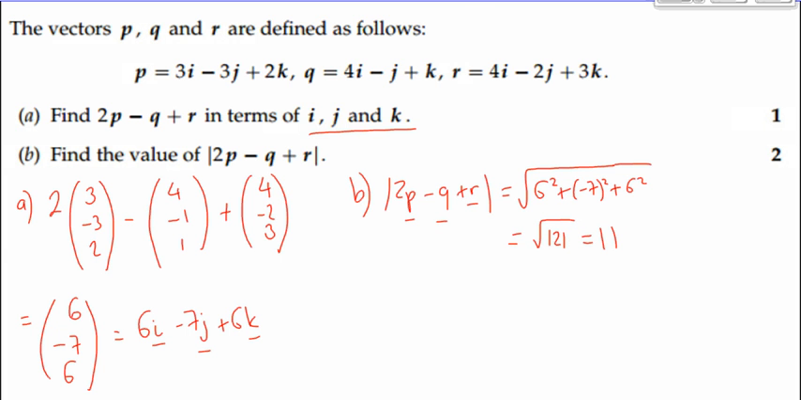Same marking as last time. First mark for getting the vector written in those terms. Second mark for knowing how to find the magnitude, and the third mark just for calculating that magnitude.